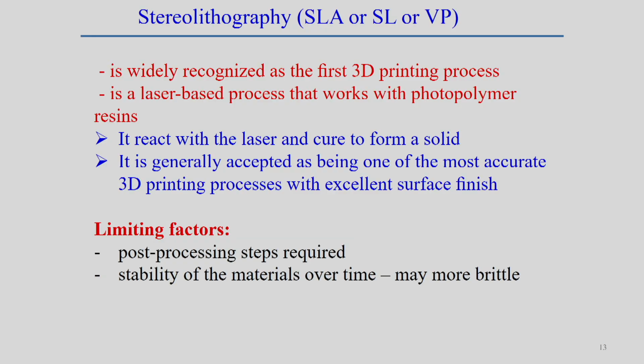First is stereolithography. Stereolithography is also called vat polymerization, the SLA or SL process. It is widely used and recognized as the first 3D printing process. It is a very old 3D printing process. Of course, it is a laser based process, and it works with photopolymer resins.